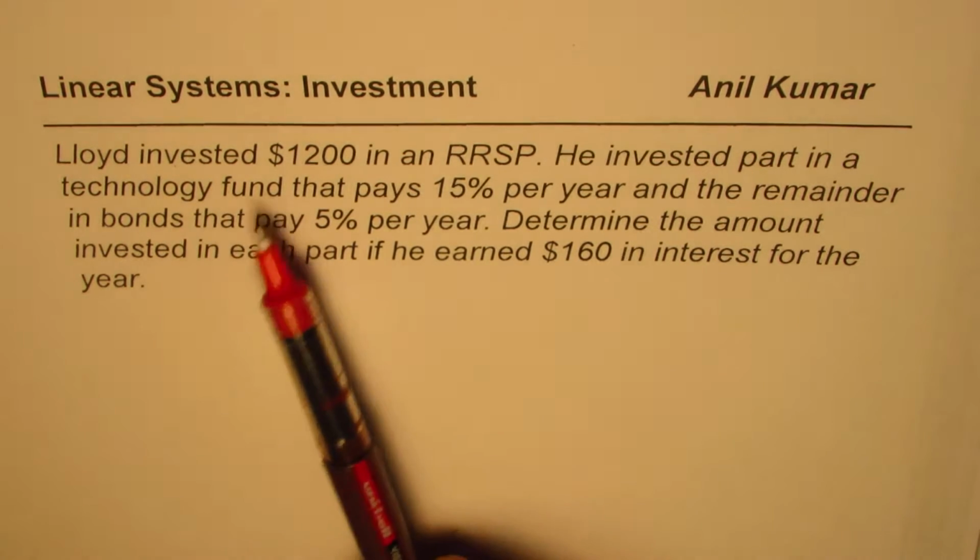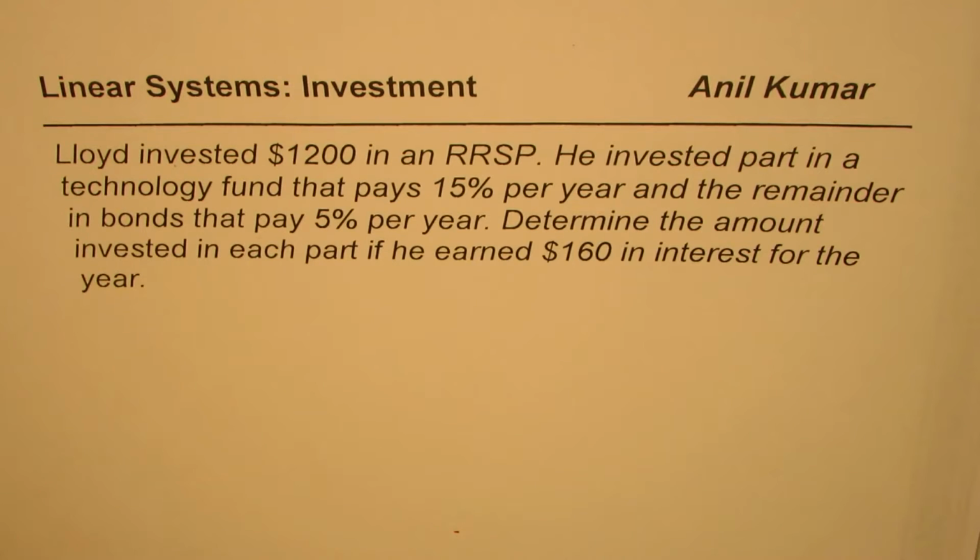Lloyd invested $1,200 in an RRSP. He invested part in a technology fund that pays 15% per year and the remainder in bonds that pay 5% per year. Determine the amount invested in each part if he earned $160 in interest for the year.